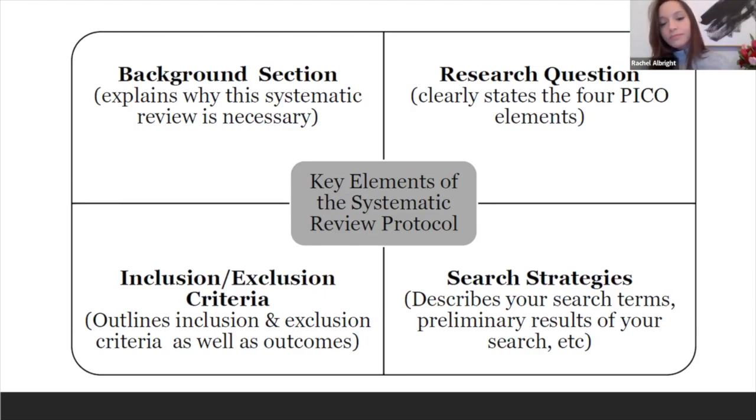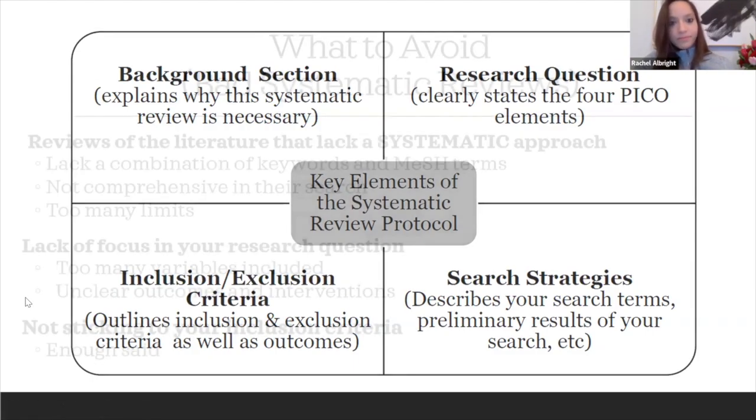Your research question should clearly state your 4 PICO elements. So we'll talk about that in a little bit. You need to have clear inclusion and exclusion criteria. And then of course your search strategy, which is one of the most important parts, which is going to describe your search terms as well as your preliminary results.